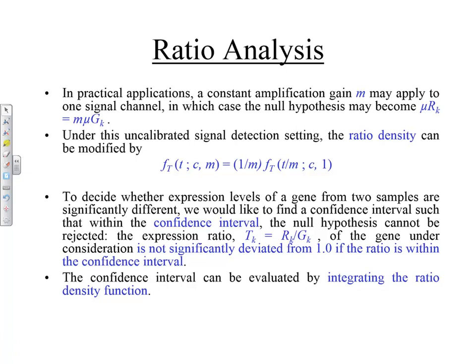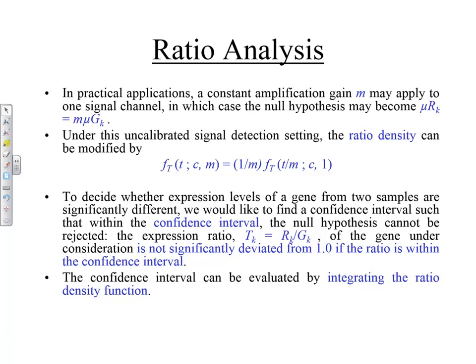So in practical applications, a constant amplification gain M may apply to one signal channel, in which case the null hypothesis will become: the mean of the red will be M times the mean of the green. And under this uncalibrated signal detection setting, the ratio density can be modified as follows. This is nothing new; as an undergraduate when you took some basic course on probability, you calculated the density function for functions of a random variable. If you multiply a random variable by M, you get 1 over M times f of the variable over M, the same density function. I will go through this again for people who may have forgotten everything, or who don't like probabilities. That's there in the explanatory material.